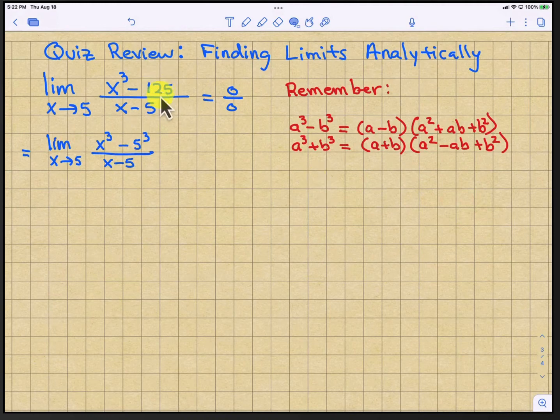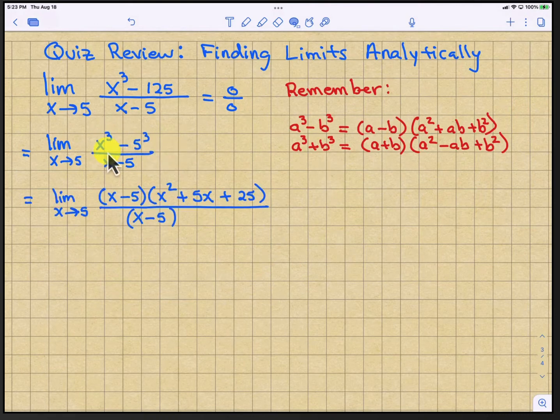Now, 125 is actually 5 to the third power. So, x cubed minus 5 cubed follows the format of a cubed minus b cubed, where a would be x and b would be 5. So with that in mind, x cubed minus 5 cubed, following this formula, would become x minus 5, that's the a minus b part, times x squared plus 5 times x plus 25. And that is the a squared plus ab plus b squared part of the formula.